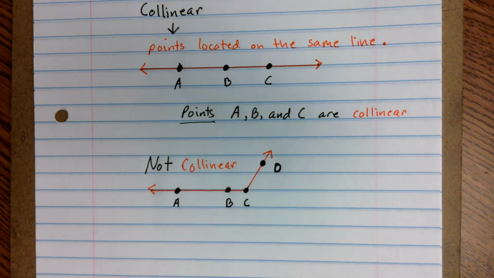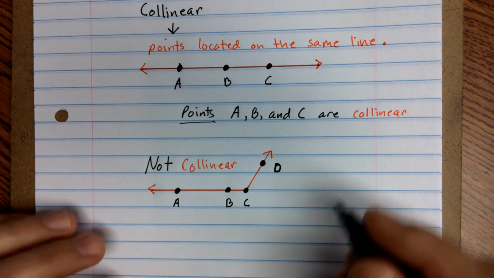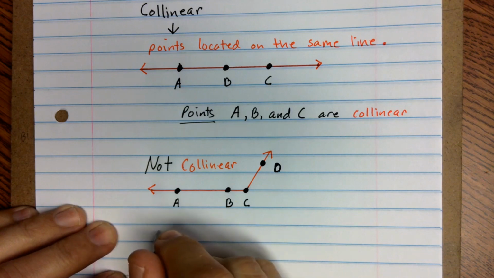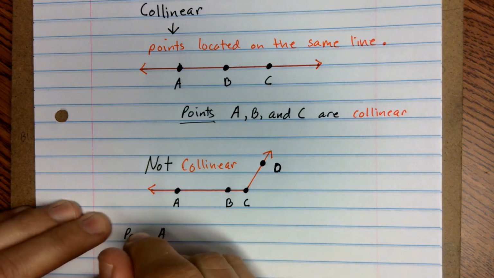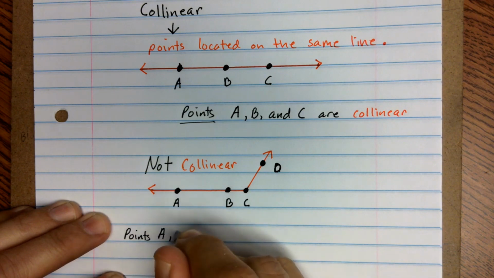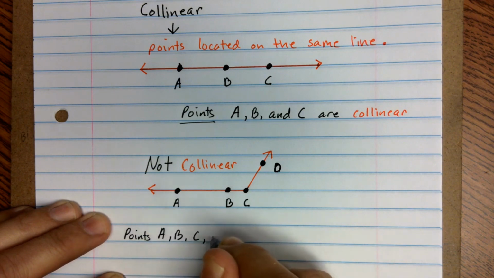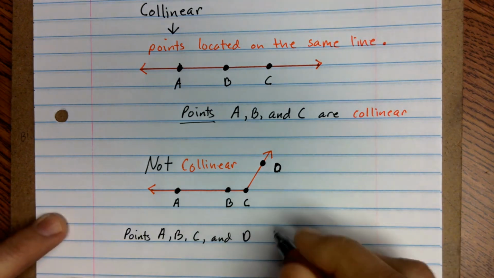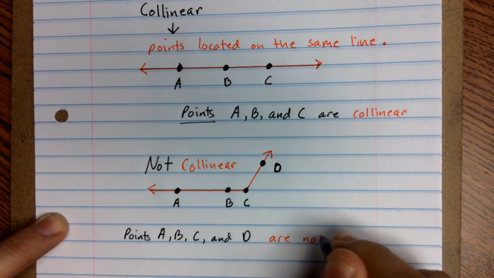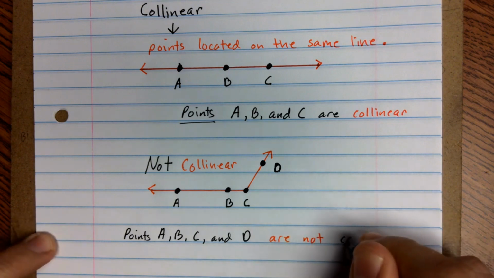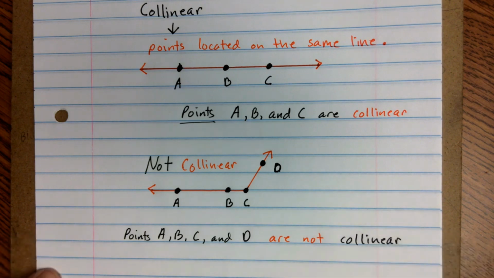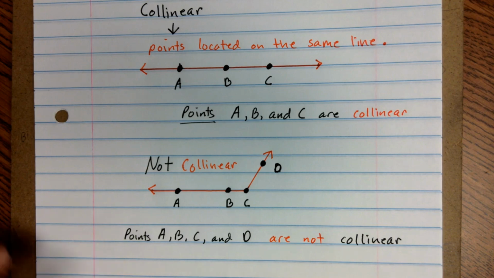Now, what I could say on this is, in this case, I would say that ABCD, I'm going to write that down, so points A, B, C, and D, and I'm going to say are not collinear. And the reason is that these points, they're not on the same line.